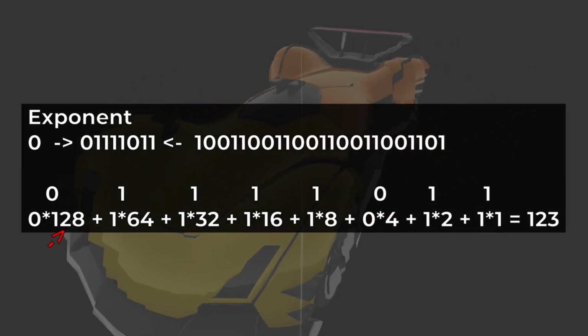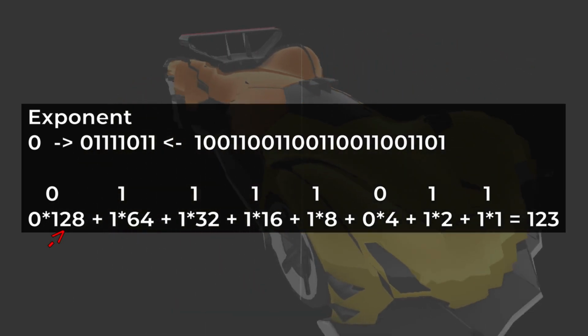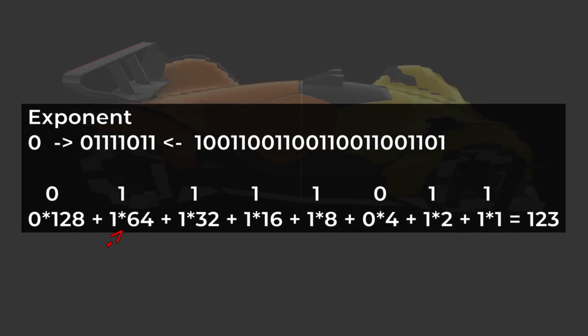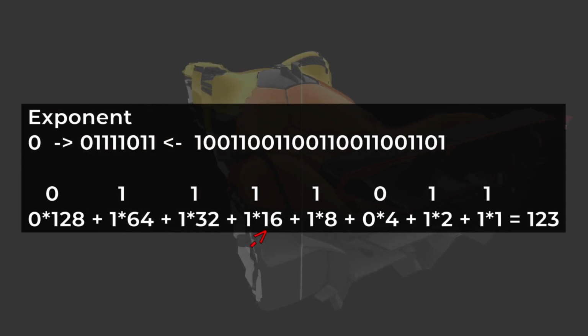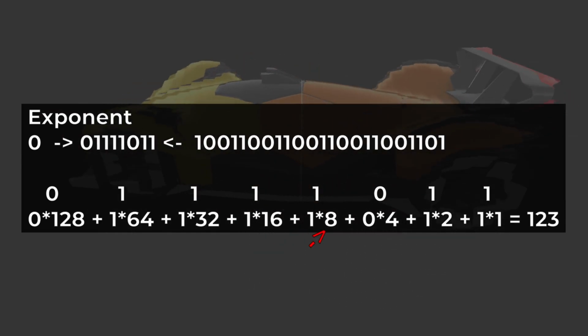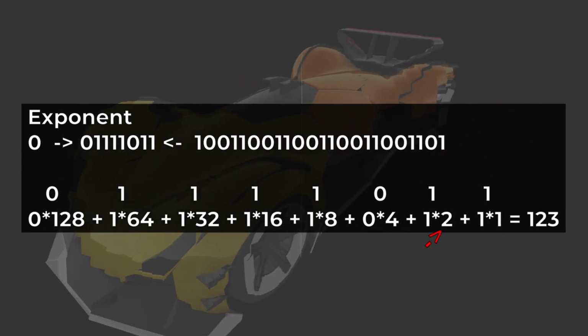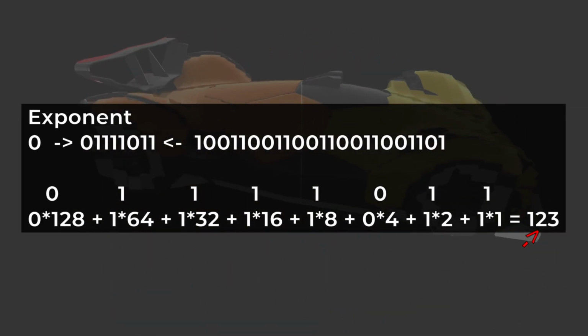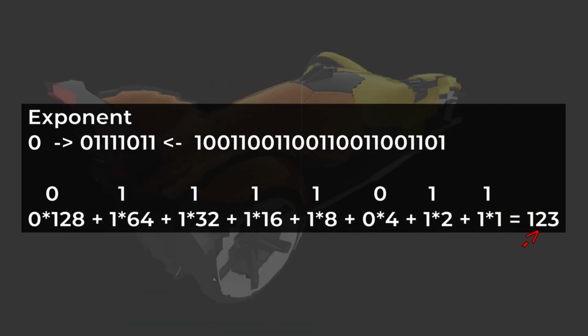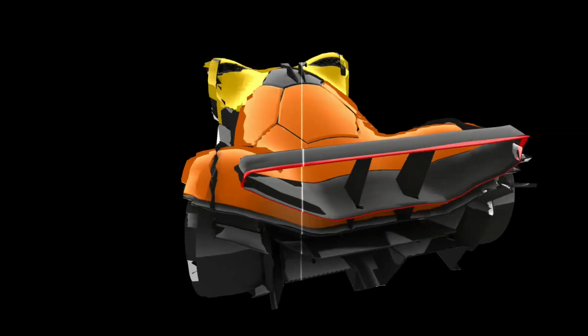So the current exponent value is 0 times 128 plus 1 times 64 plus 1 times 32 plus 1 times 16 plus 1 times 8 plus 0 times 4 plus 1 times 2 plus 1 times 1 equals 123. Let's remember this number and talk about Mantissa.